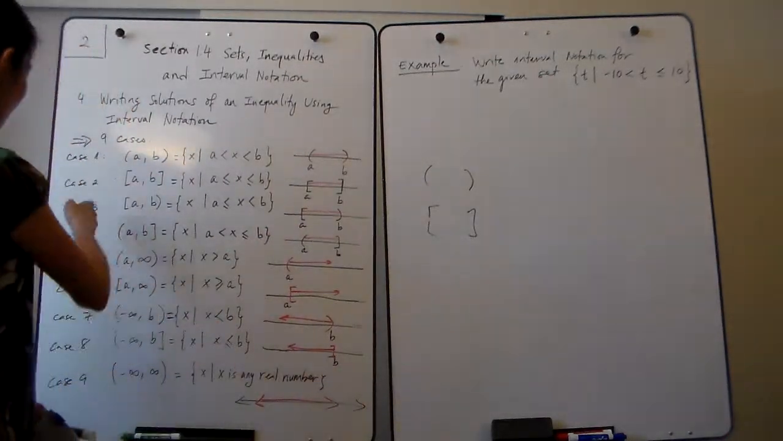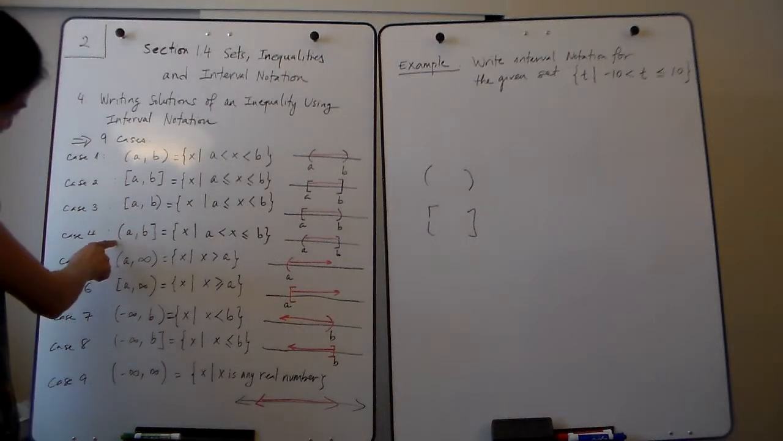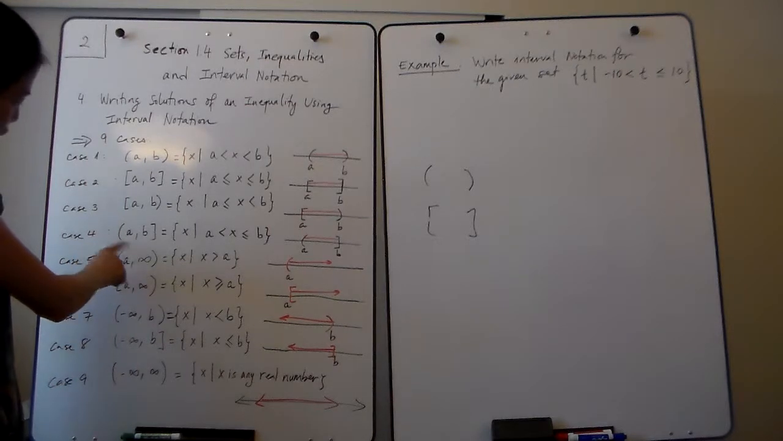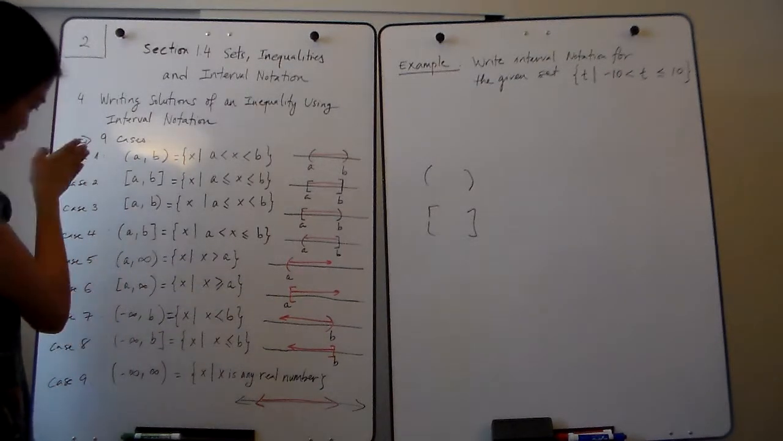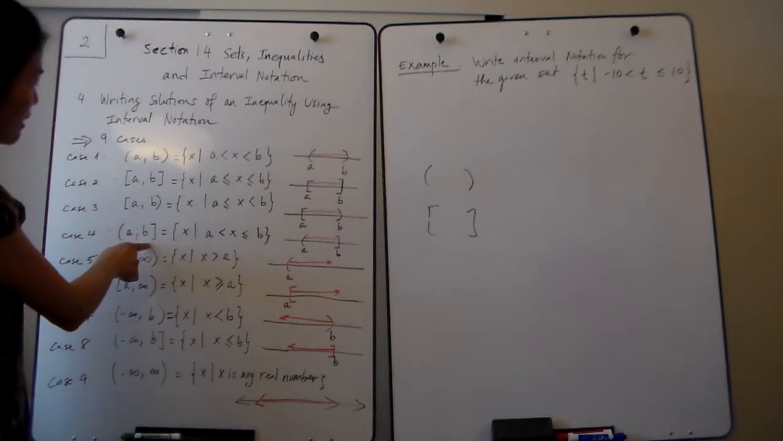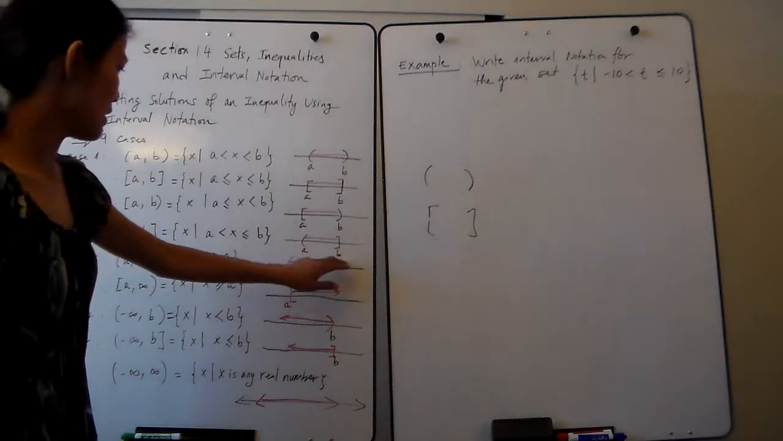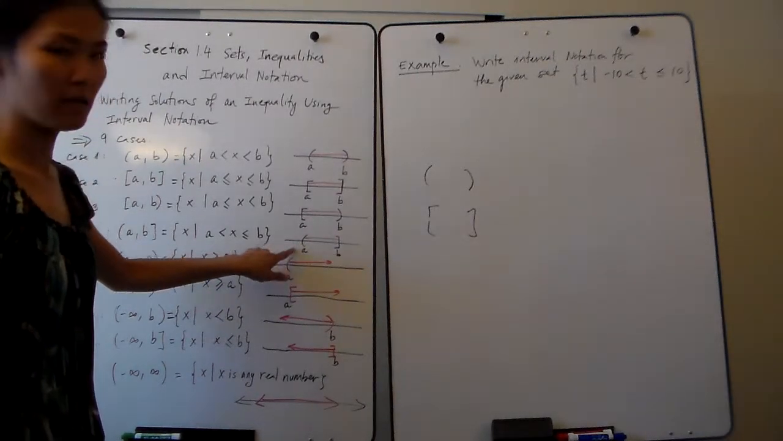Case 4, the left is a parenthesis, so we don't include A. Right is a bracket, so we include B. Solutions are any real number between A and B, but we don't include A.